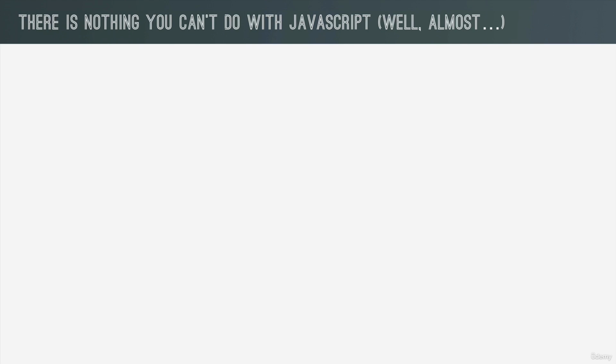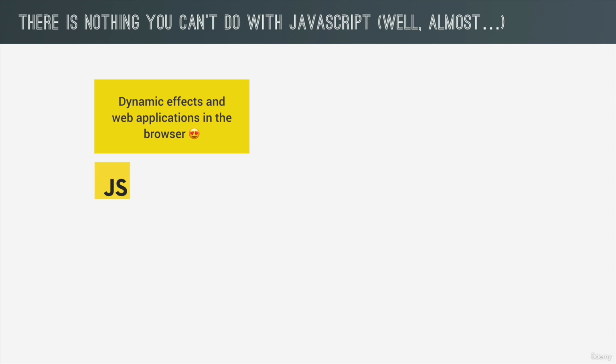So as you already know, JavaScript allows us to add dynamic effects to pages. And in fact, to build entire web applications in the browser. And these applications feel almost like the apps that we use on our computers and phones every single day. So we can say that JavaScript is what made modern web development and really the whole modern web itself possible in the first place.